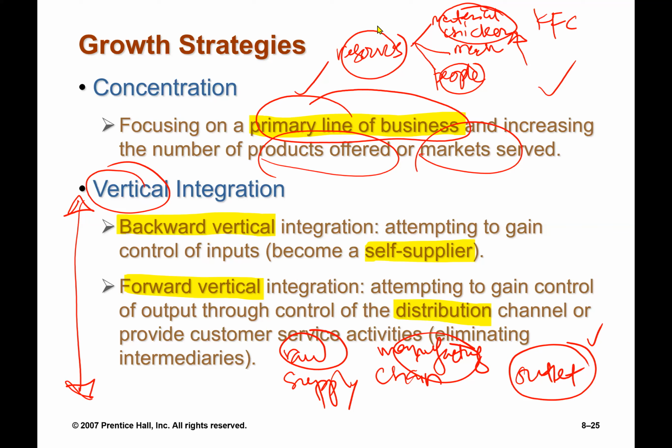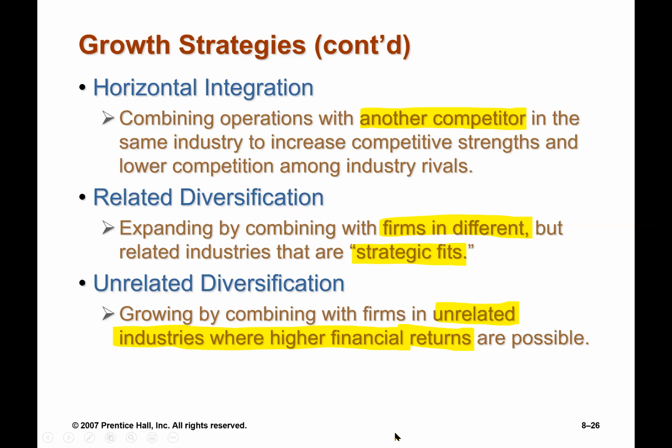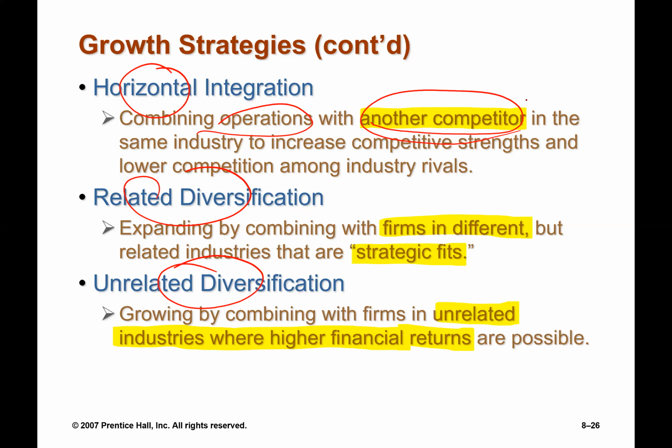Stop this thing first because, okay, our next strategy, horizontal integration. Okay, horizontal integration, meaning to say we do have, I have another slide for this one. Horizontal integration, related diversification, and unrelated diversification. Horizontal integration meaning to say combining operation with another competitor.